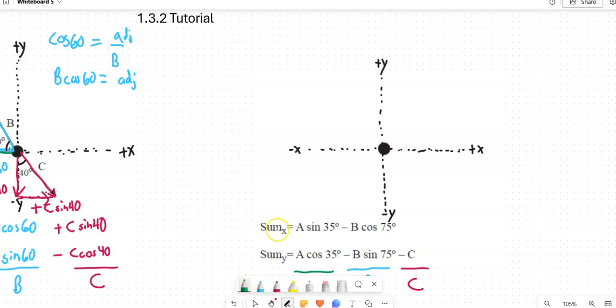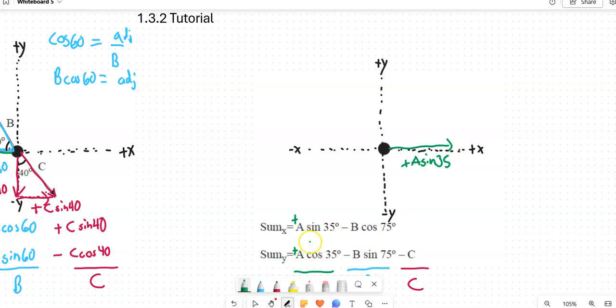If you notice, this a vector is positive in the x direction and is positive in the y direction, right? So that means that a vector, a sine of 35 degrees, starting from the dot, it's going to be pointed to the right. So I'm going to actually label this positive a sine of 35 degrees. Okay?